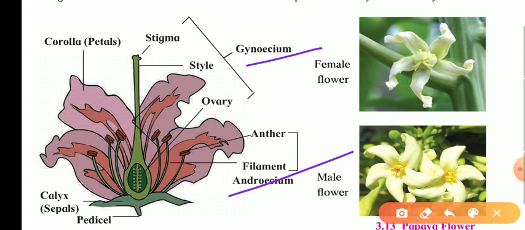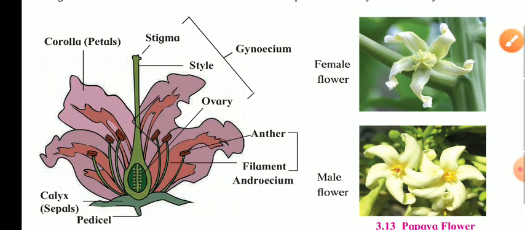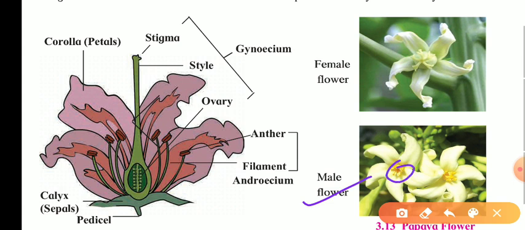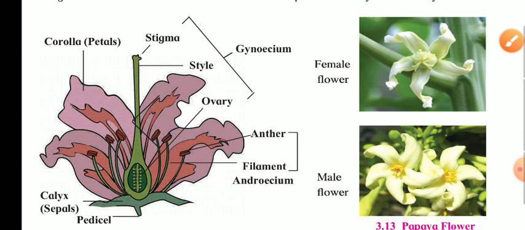Here the picture they have shown is of the papaya flower. You can see in this particular flower, the male flower, only the male organ is present. And in the female flower, you can see the stigma is visible and the ovary is below it, and that's why this is called the female flower. In this only the gynoecium is present and in the other only the androecium is present. So these are examples of unisexual flowers.